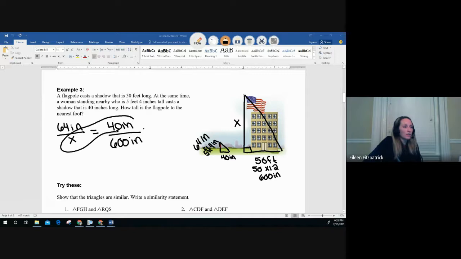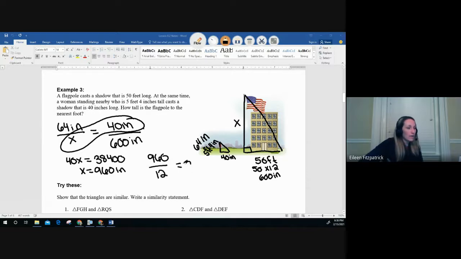So cross products, I'm going to multiply 40 times X to get 40X, and I'm going to multiply 64 times 600 to get 38,400. And then I'm going to divide both sides by 40, and you get X is equal to 960 inches. Remember, everything is in inches right now. But we want to know to nearest foot. So how do I go from inches to feet? Well, now I have to divide by 12. So 960 divided by 12 gives you 80 feet. Okay, so this flagpole is 80 feet tall.